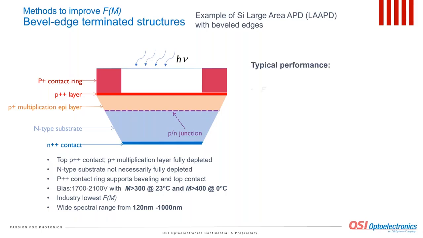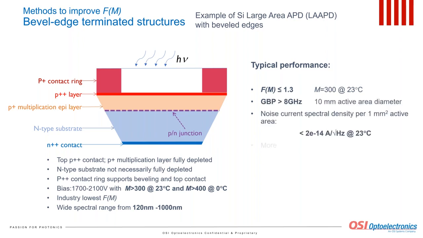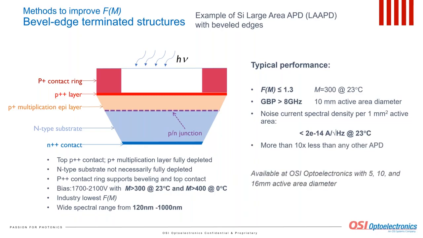Typical performance parameters achieved for such structures are: the excess noise factor is less than 1.3 for a gain of 300 at room temperature. Noise current spectral density per square millimeter of active area is below 2e-14 amps per square root of Hertz at room temperature, which is more than 10 times better than for any other APD.